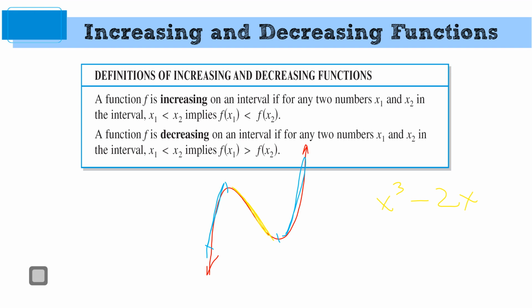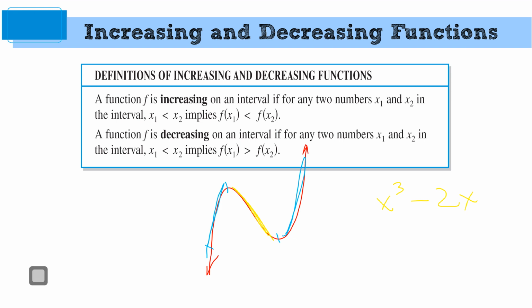How do you think a fourth grader would explain the blue stuff? How would a fourth grader explain that the blue is part of the graph that's increasing? It's going up. And the yellow part is decreasing because it's going down. That's what that says. So we take 2 points, x1 and x2.